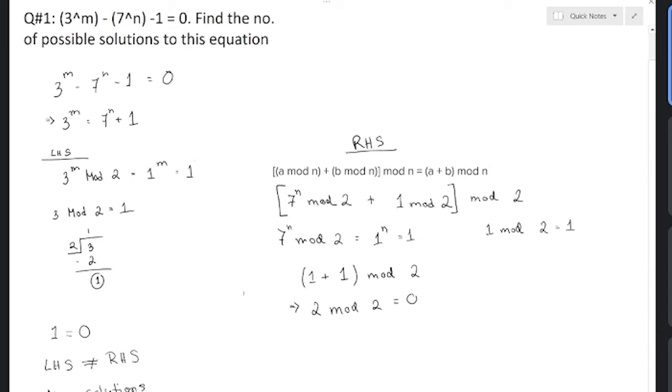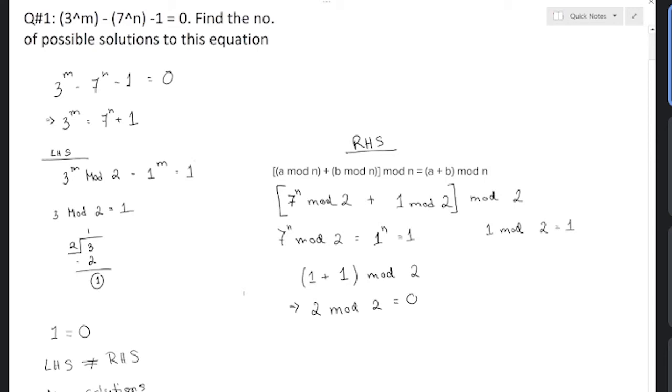Here we are taking a as 7 to the power n and mod n is our mod 2, right? And plus b is our 1 and mod n is our mod 2 once again. Bracket close, mod n is mod 2. So now we form the equation. Now we will solve this internally. You should solve this separately, step by step. So 7 to the power n mod 2.